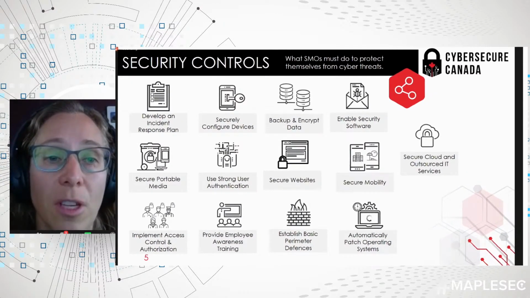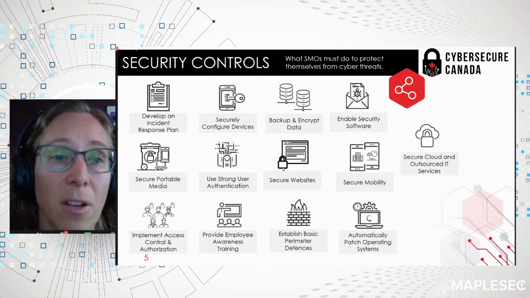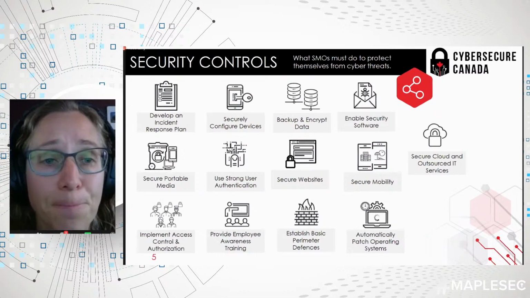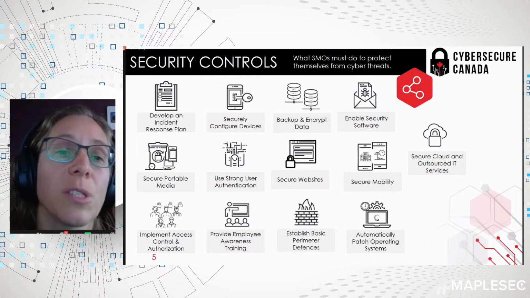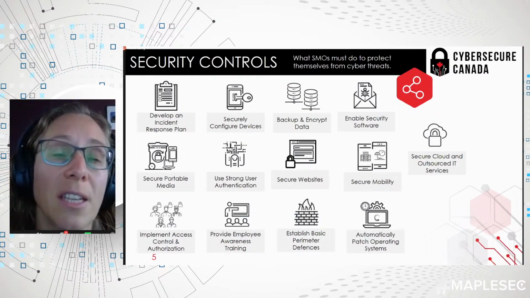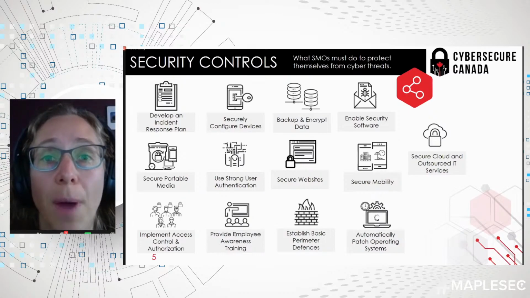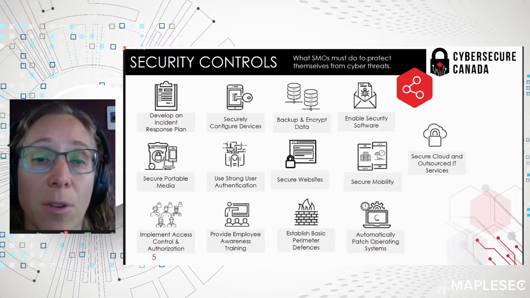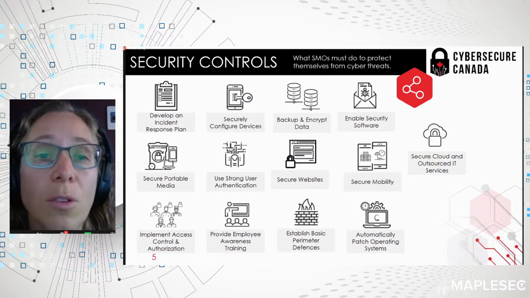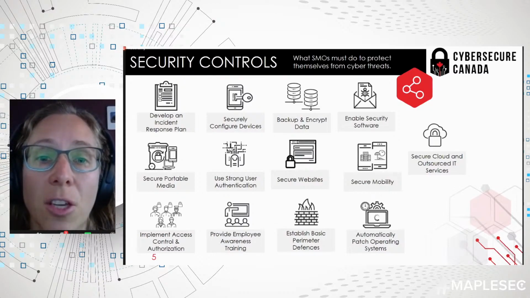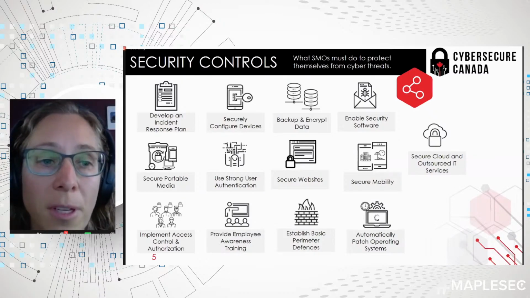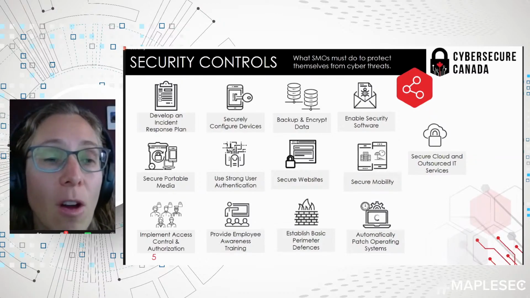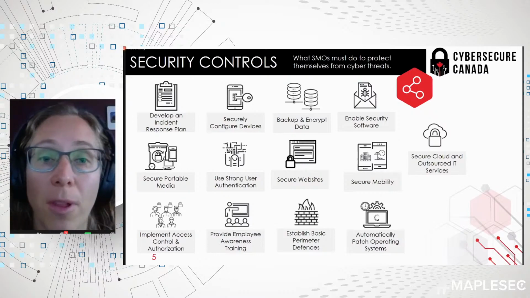Secondly, you want to make sure that your devices are configured. You securely configure your devices. While you're making your incident response plan, you need to make sure that you identify your important information and that you back up and encrypt your data in a safe location. Also, you need to make sure that any security that comes with software that you own is enabled and is configured properly.